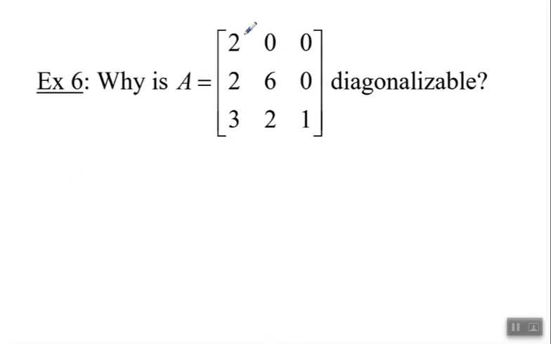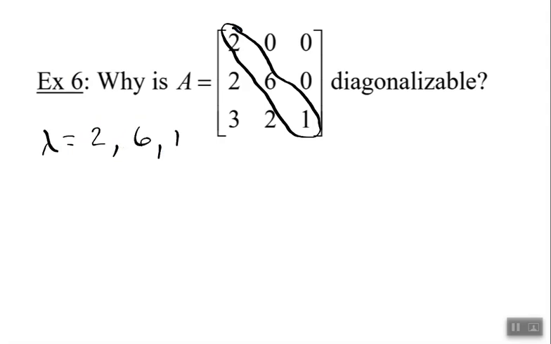Why is this thing diagonalizable? Well, first of all, since it is a triangular matrix, it's really easy. We have 3 distinct eigenvalues, 2, 6, and 1. And each of those 2, 6, and 1 are going to have 1 eigenvector that corresponds to them. The eigenvector, just because I've already done it, the eigenvector for 2 is going to be 1/2, -1/4, and +1.